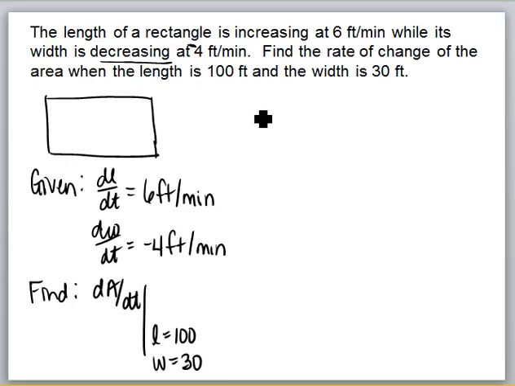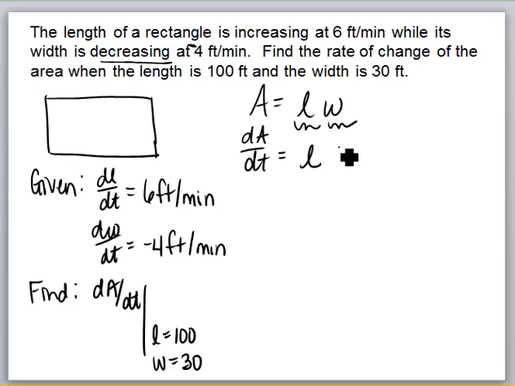What is the area of a rectangle? It's length times width. I can take the derivative of this with respect to time. dA over dt is equal to, I have a product rule, so I must be careful. The first term times the derivative of the second, which would be dw over dt, plus the second times the derivative of the first, which would be dl over dt. I'm finding dA over dt.